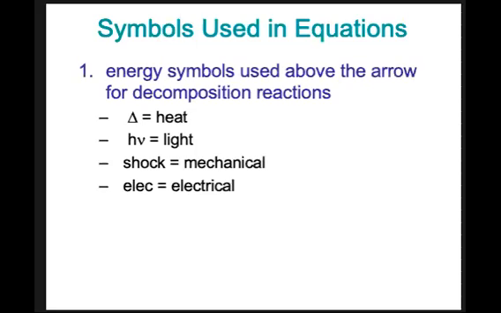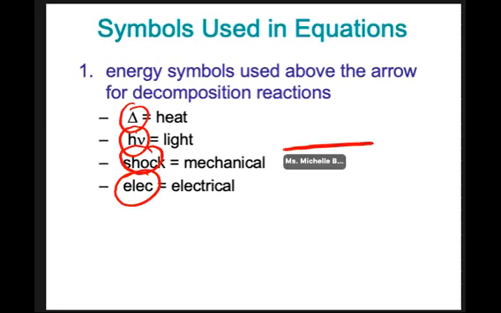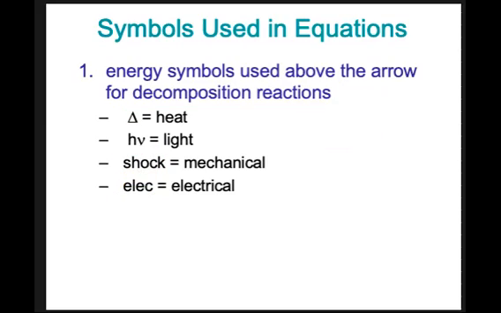So energy symbols are used above the arrow. For the reaction to take place, for decomposition, we use this symbol, or electrolysis. We put that on top of the arrow, so hv, something like that. There's the presence of light in order for the decomposition to take place. Clear?